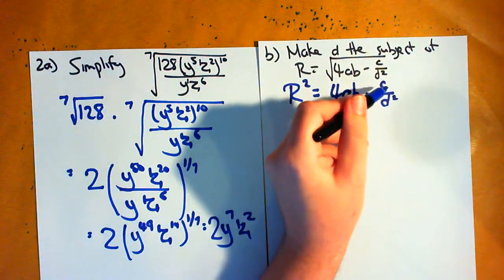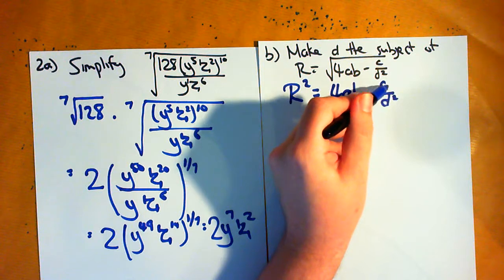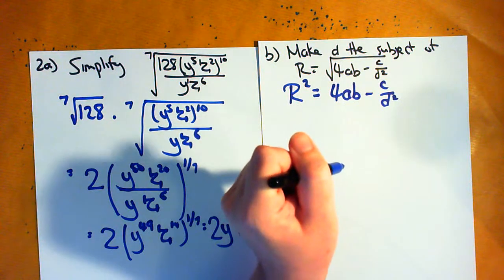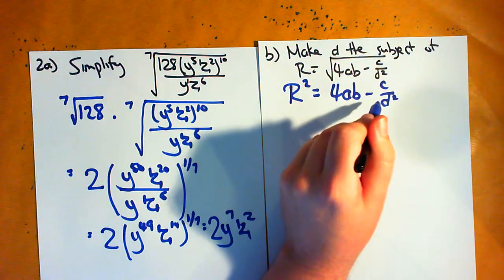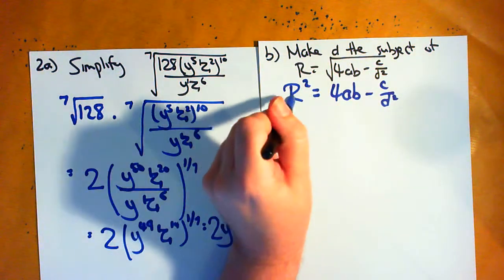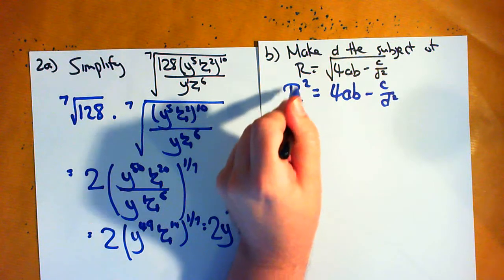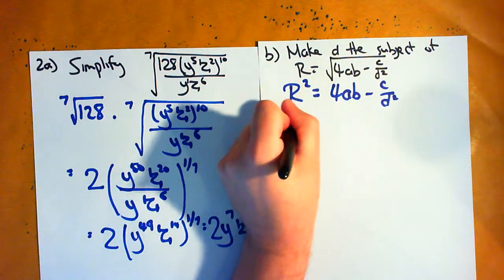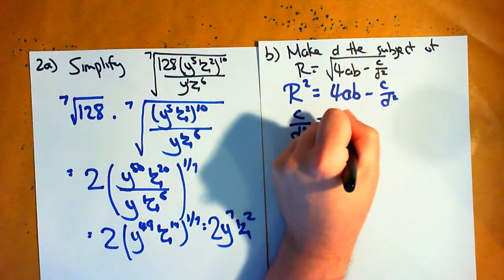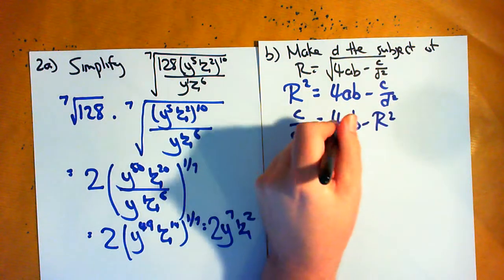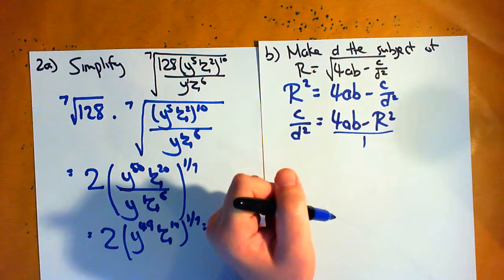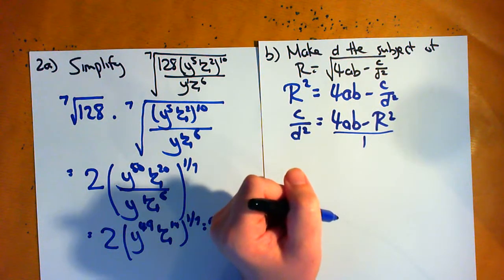Okay, so we want to solve for d, which means next thing we want to have is the c over d squared term on its own on one side of the equation without the minus sign in front. So one way we can do that is to move the c over d squared to the other side, and simultaneously we'll move the r squared to this side. So we'll have positive c over d squared on this side equals 4ab minus r squared, and this, let's say, is over 1.